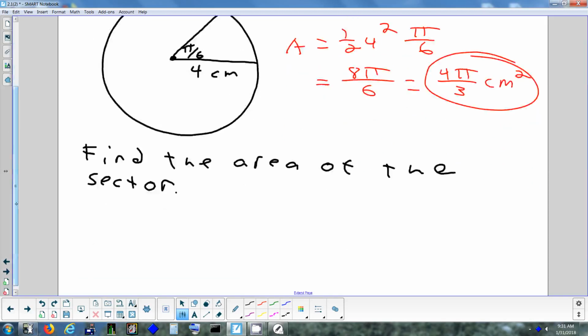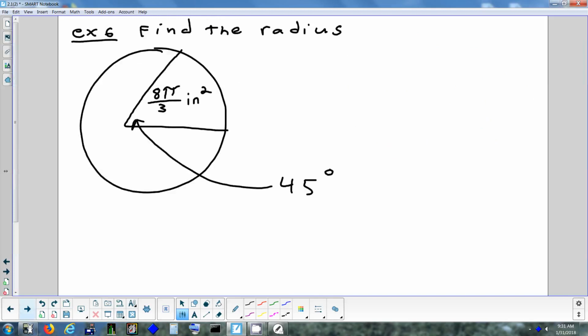Okay, let's try a different one. Now, I'm telling you the angle and the area, and I want you to give me the radius. Now, how would you know in this problem if you should use the arc length formula or the area formula? Because the word area is not on the board anywhere this time. Neither is the word arc length. How would you know, based on what's given, which formula to use? It gives you an area. It's 8 pi over 3 square inches. That's not an arc length. That's an area. So, use the formula for area.